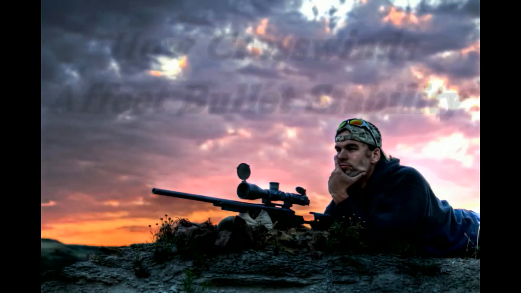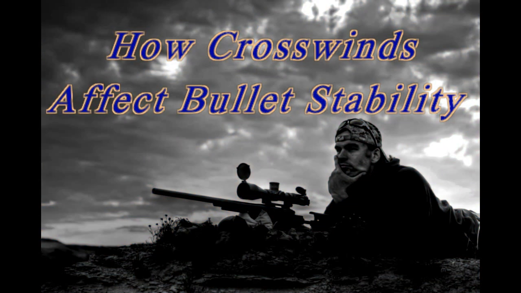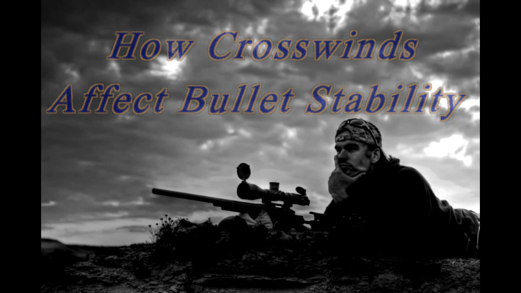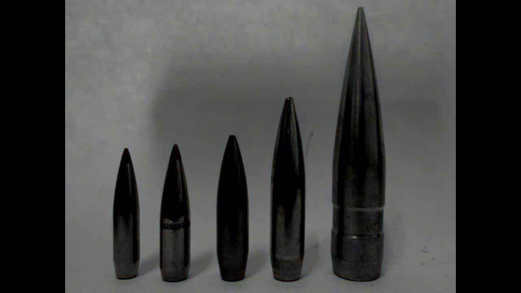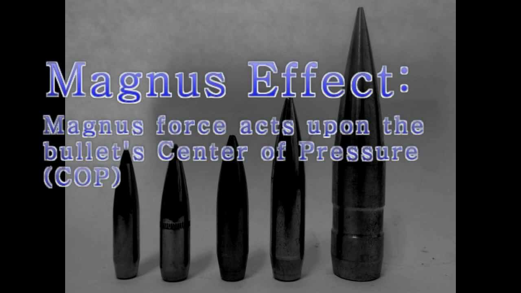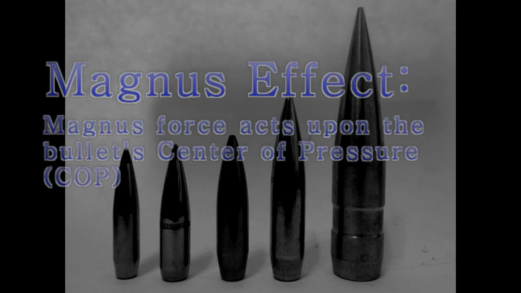So let's look at the effects of crosswinds on bullet stability. Now, Magnus Effect is not only going to affect bullets that have winds applied to them, but it's also going to affect bullets flying through perfectly calm air. But we're going to first cover this. So the reason that the Magnus Effect has a significant role in bullet stability is because the Magnus Force does not act upon the bullet's center of gravity, but it rather acts on the bullet's center of pressure.